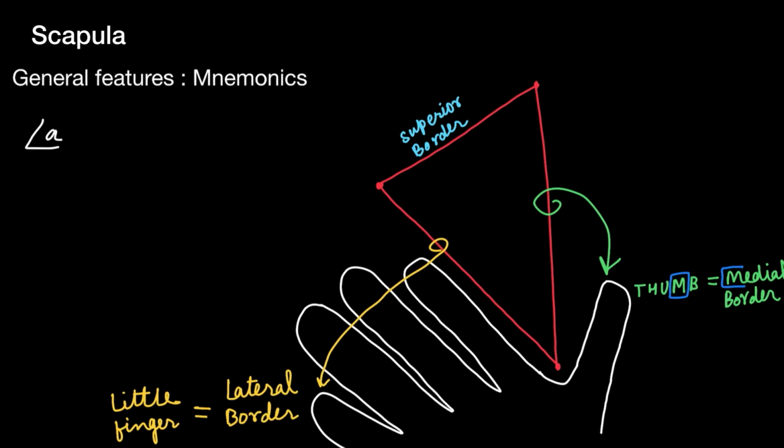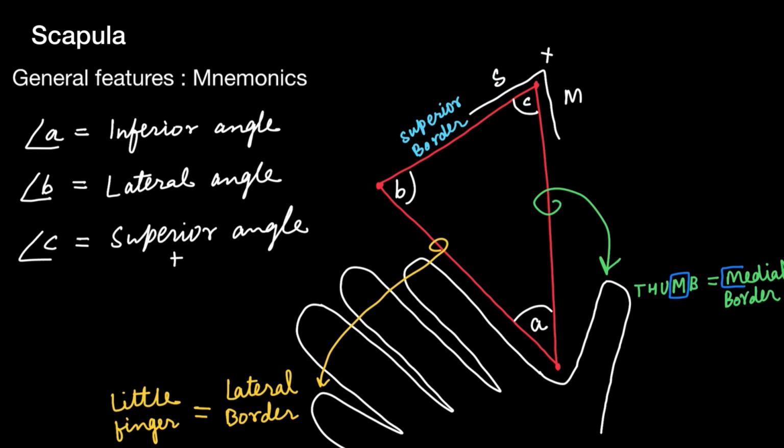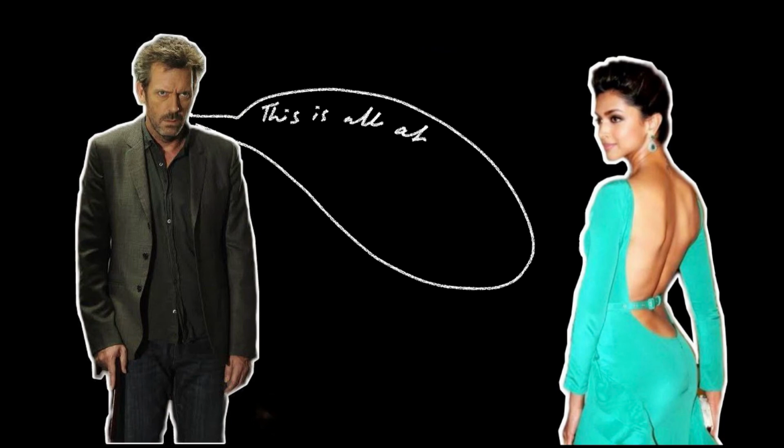We have already discussed all the three angles using such kind of similar diagram. Angle A is most inferior angle, that's why it is called inferior angle obviously. Angle B denotes lateral angle because it is present on the lateral side. Superior angle forms at the junction of superior border and medial border, and the name superior angle and medial angle goes side by side. This is all about this class.